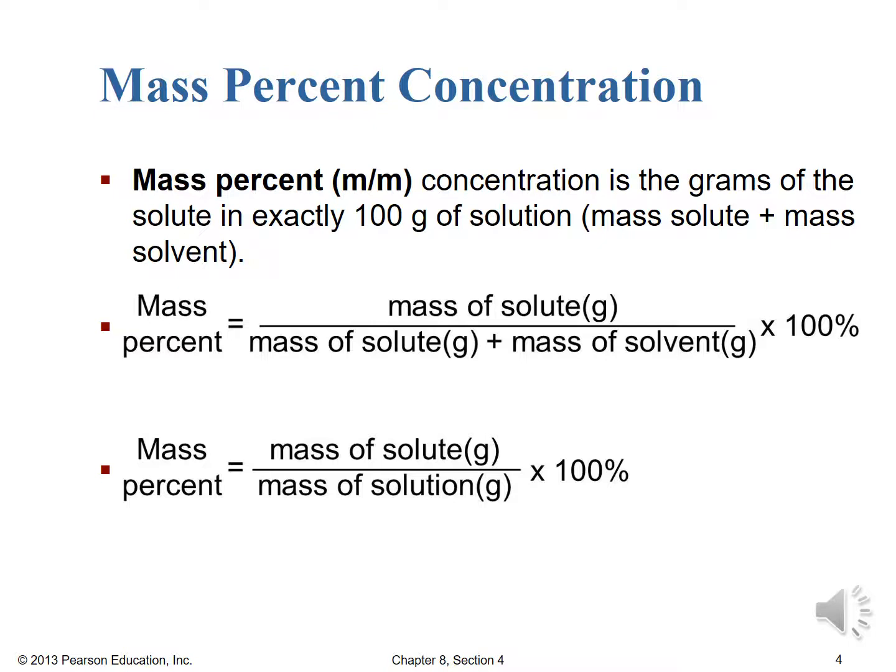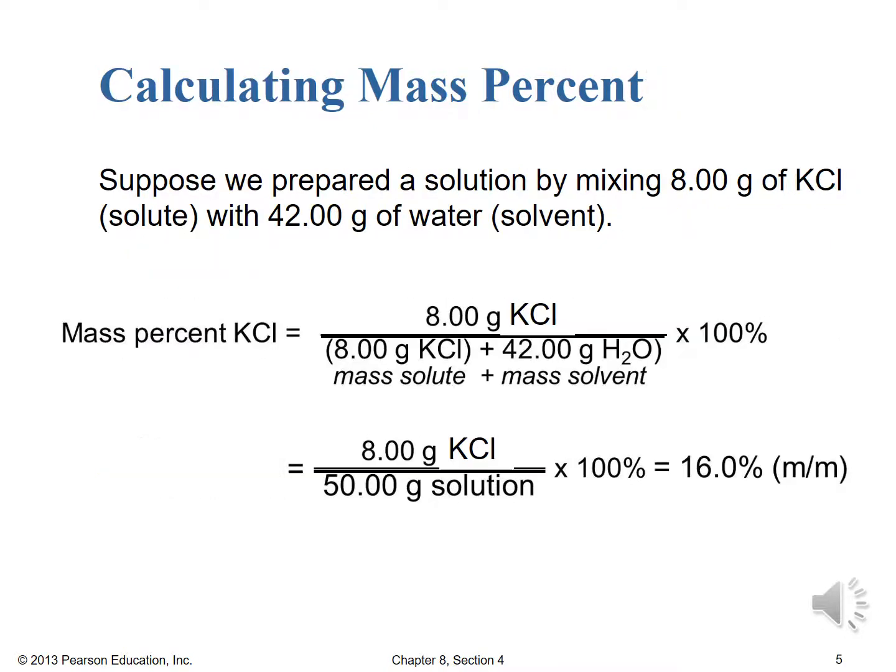Either way, you're able to find this mass percent, which is mass of solute divided by mass of solution. The gram units will cancel. We multiply by 100% to make it a percent, and there we have our mass percent concentration expression. Okay, so as an example, let's imagine we have a solution that we made by mixing 8.00 grams of potassium chloride, which is our solute, with 42.00 grams of water, which is our solvent.